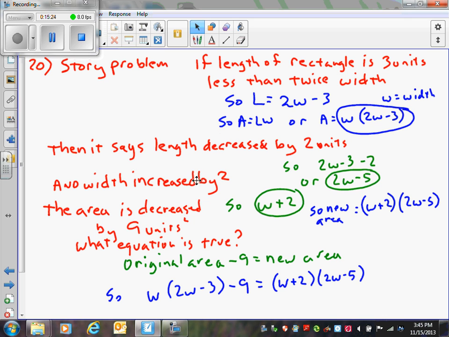It says now we decrease the length by 2 units. So our length was 2W minus 3, but we're taking 2 more units away. So minus 3 minus 2 is minus 5. And the width is increased by 2. So we had W, now we have W plus 2. So the new area will be W plus 2 times 2W minus 5.